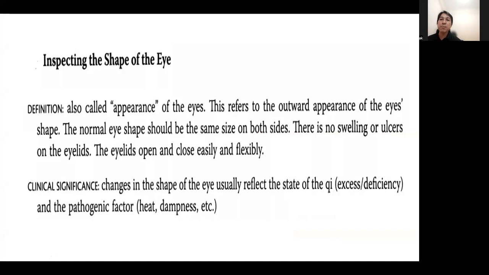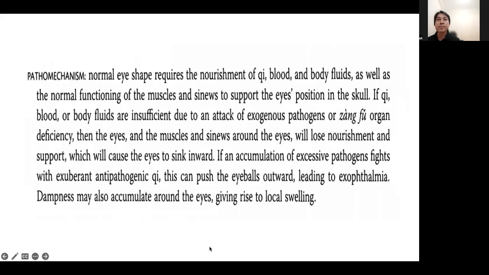The normal shape should be the same size on both sides. There is no swelling or ulcers on the eyelids. The eyelids open and close easily and flexibly. The clinical significance: change in the shape of the eyes usually reflects the state of qi, either excess or deficiency, and the pathogenic factor, heat or dampness, etc.